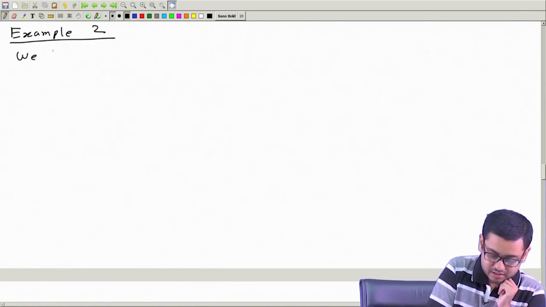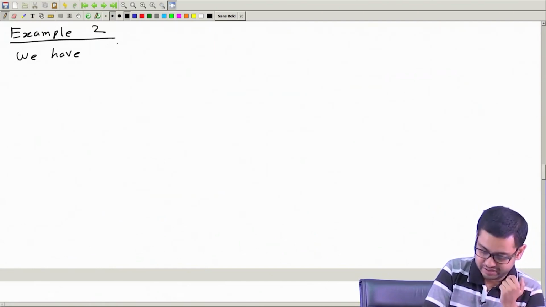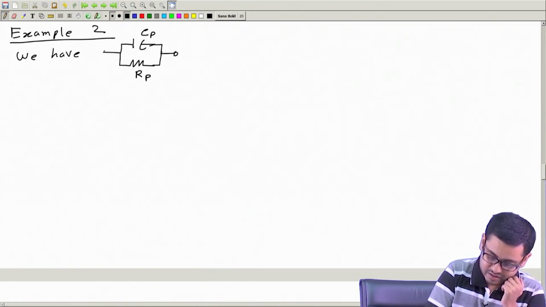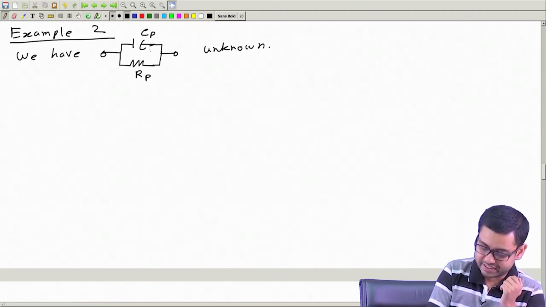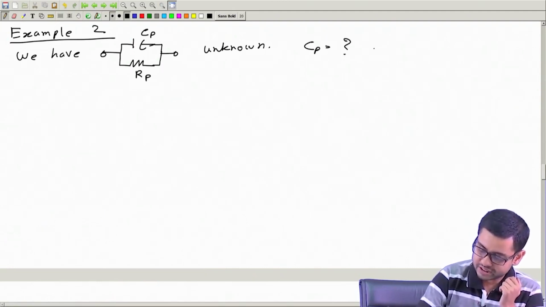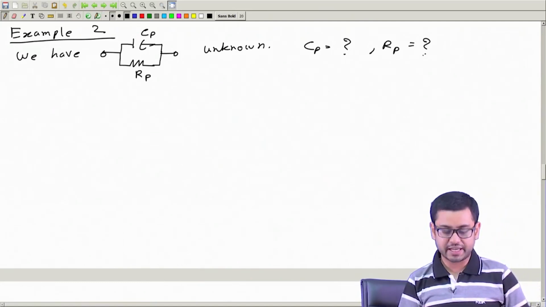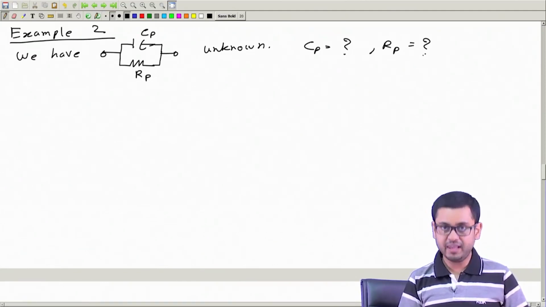Say we have a practical leaky capacitor, which we can always model as we have seen like this, Cp and Rp. So, we have this unknown. We have to measure Cp equal to how much and Rp is equal to how much. This is the task, and for that we have to design a bridge, and we will design a bridge which is simple and easy. That is the idea.